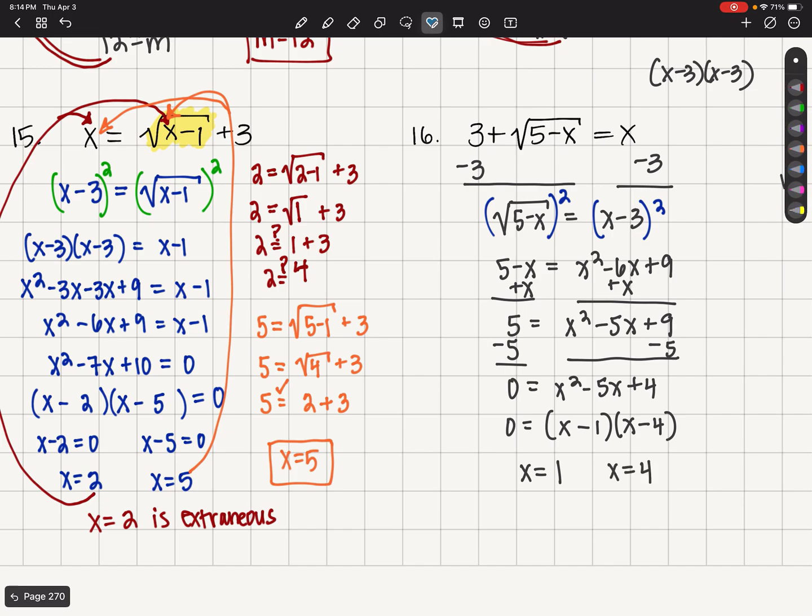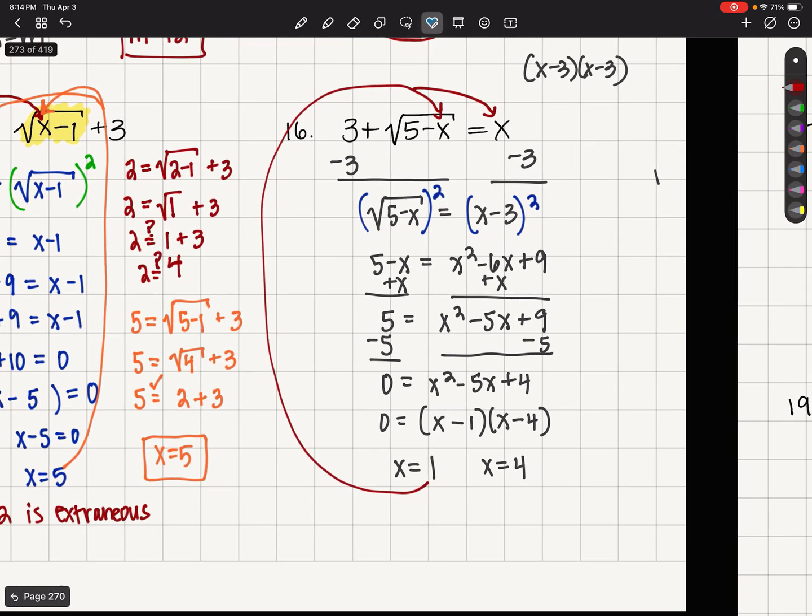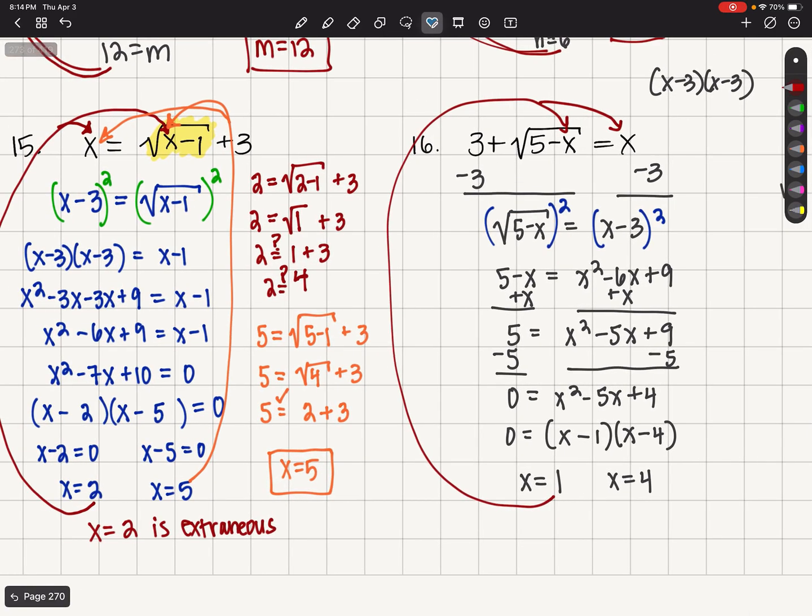I'm going to check this by throwing the 1 back in for both x's. So what that's going to give us is 3 plus the square root of 5 minus 1 equals 1. 3 plus the square root of 4 equals 1. 3 plus 2 equals 1. And that is not true. So x equals 1 is extraneous. Sometimes they're both extraneous.